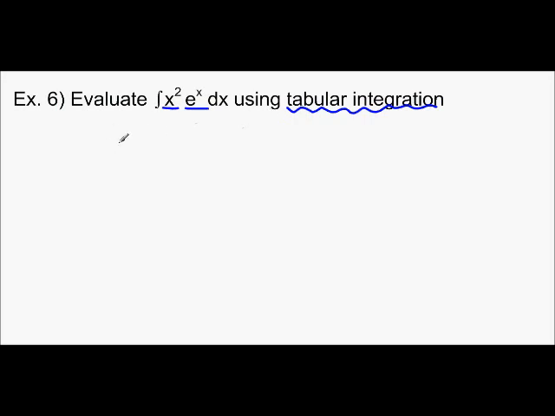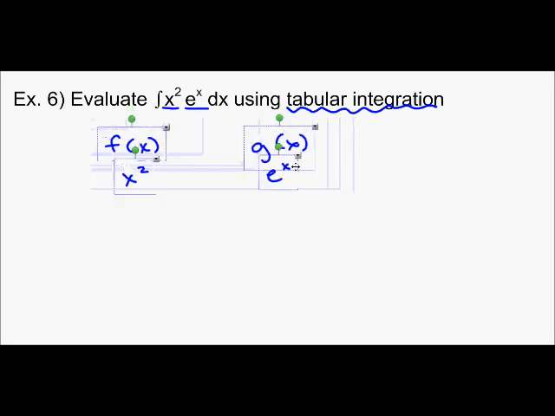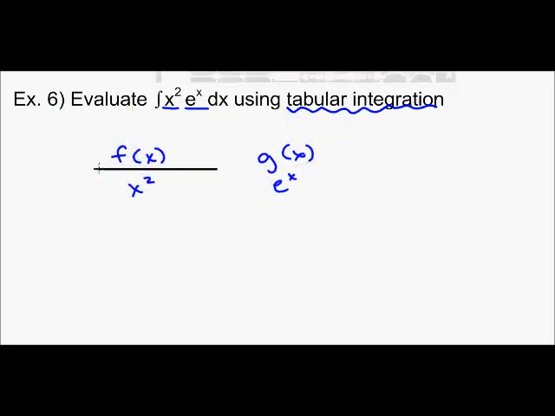So I'm going to say f of x and g of x. My f of x is x squared. My g of x is e to the x. And for f of x, in this column, I'm going to find derivatives. So this is my derivative column. Derivatives of x squared, well, 2x, and then the derivative of 2x is 2. Derivative of 2 is 0. This is what we want. Once you get to 0, stop.